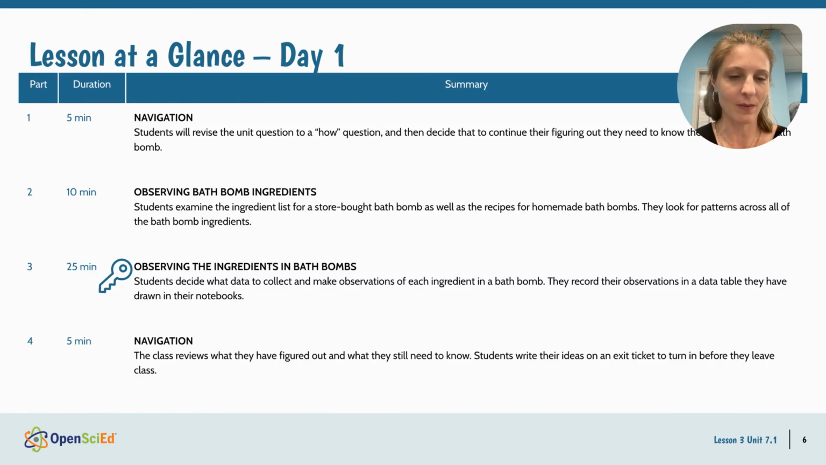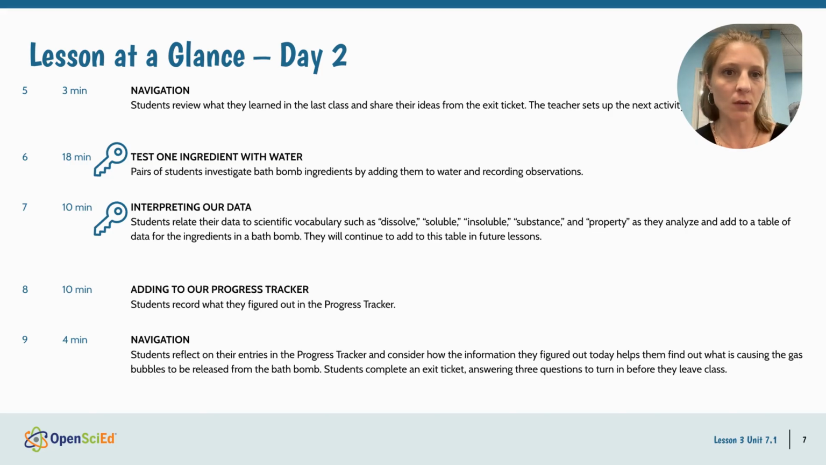On day 2, the students will take the ingredients, they'll mix them one by one with water, they'll interpret their data, and begin to build a word wall, where they're going to define words such as dissolve, soluble, insoluble, substance, and property. And in order to do that, they will analyze the data that they have collected both on day 1 and day 2 by observing the ingredients with and without water.